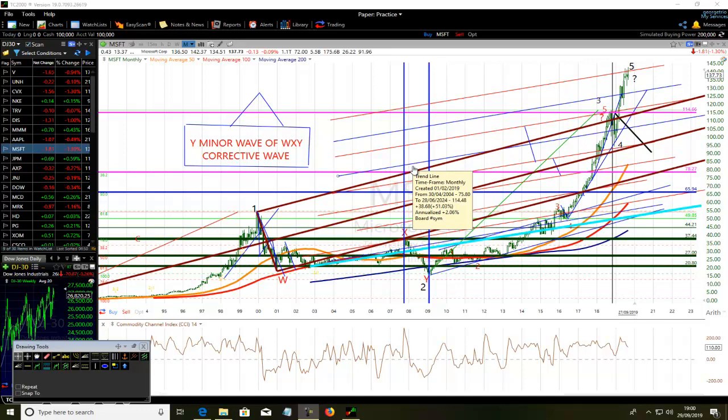The WXY wave is a complex corrective wave that is formed after a motive wave. Usually the correction is prolonged, talking about its duration. Things can become very exciting for an Elliott wave trader after the W and X mono waves.